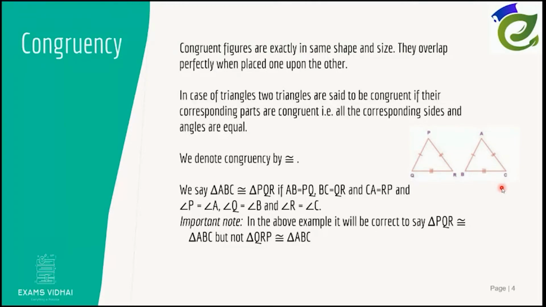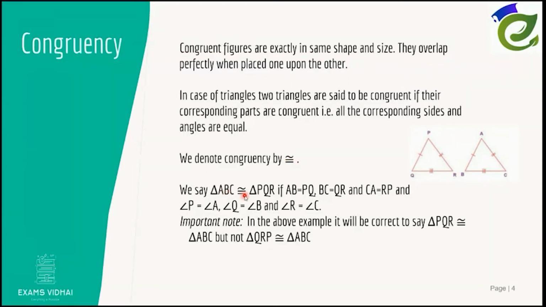So in case of triangles, two triangles are said to be congruent if they have same sides and same angles with corresponding parts. We denote congruency by this symbol. It's like an equal to and a tilde.